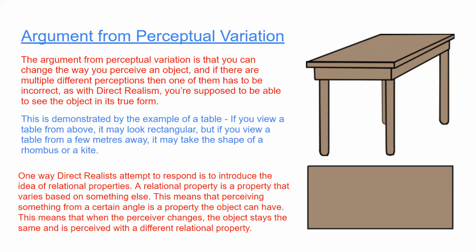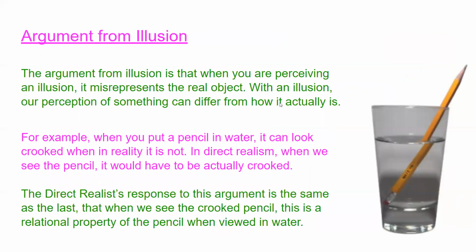One way direct realists attempt to respond is to introduce the idea of relational properties. A relational property is a property that varies based on something else. This means that perceiving something from a certain angle is a property the object can have. This means that when the perceiver changes, the object stays the same and is perceived with a different relational property.